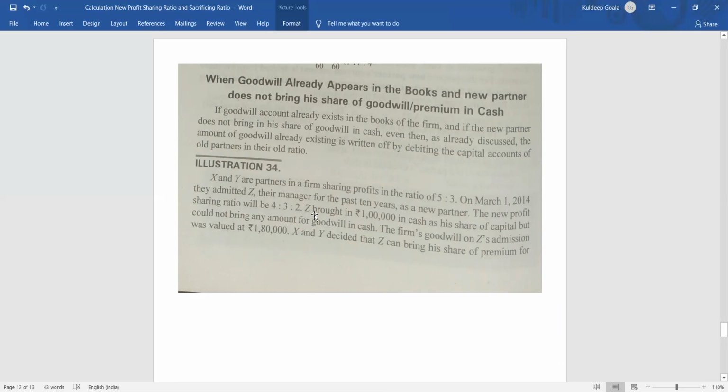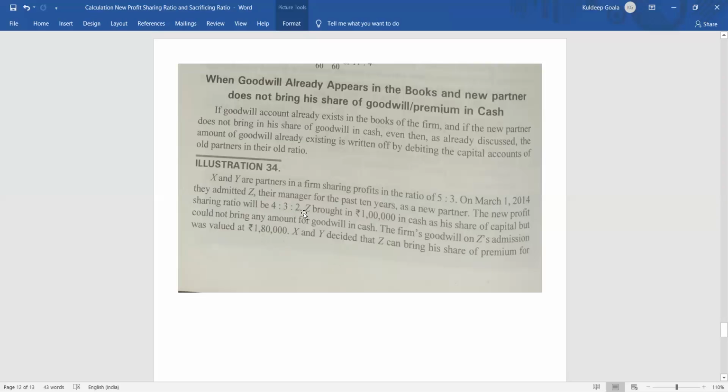Okay, Jed brought 1 lakh as cash for his share of capital. He is going to bring 1 lakh for capital, but could not bring any amount of goodwill in cash. He was not able to bring anything for the goodwill. That means let's find out how much his share will be. That much he will have to pay through the current account, right? Then the firm's goodwill on Jed's admission was valued at 1,80,000. So 1,80,000 was the goodwill of the firm on the date of admission. Clear?